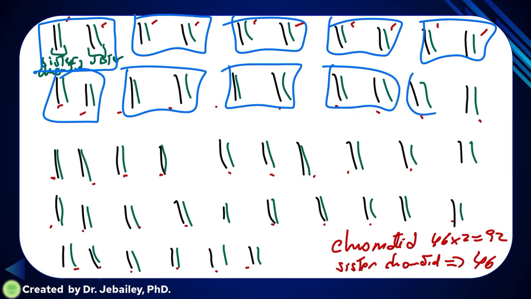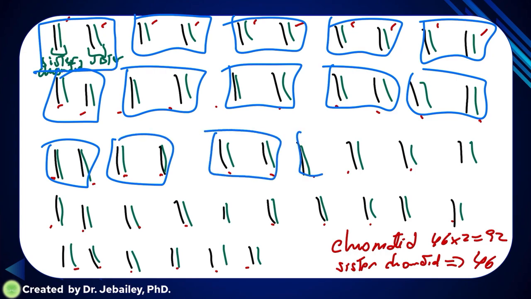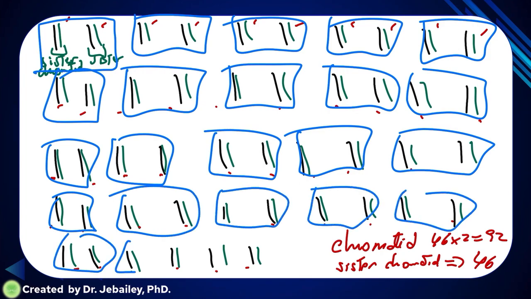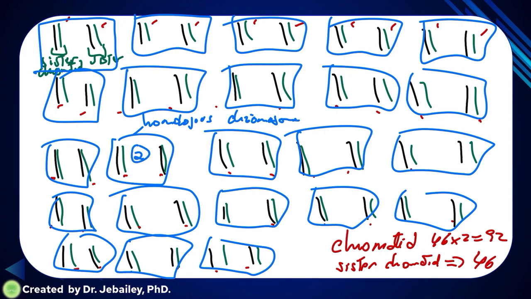So we have 4, 4, 4, 4, 4. So you are composed of 2 sister chromatids, right? Another 4, another 4, and so on. So each of these are known as homologous chromosomes, right? So now you can see, oh, a homologous chromosome is made of 2 sister chromatids.